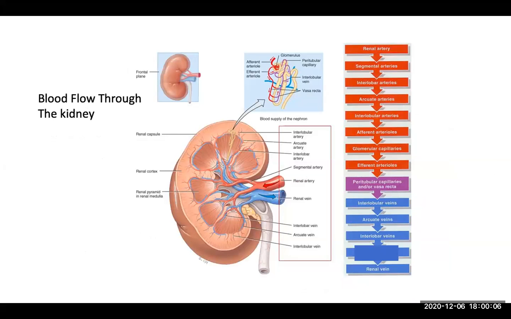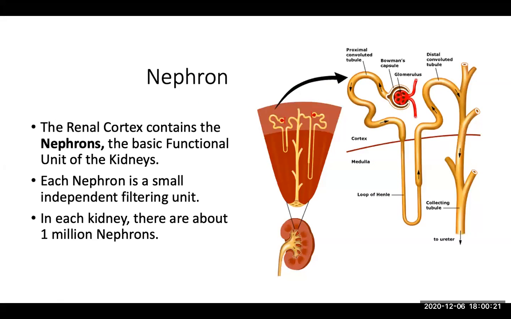So this just takes you through the blood flow through the kidney. Knowing this correlation, or proper sequence of arteries and what they branch into, is important. The nephron then is the basic functional unit of the kidney. Each nephron is its own small independent filtering unit, and in one kidney there are about 1 million nephrons.